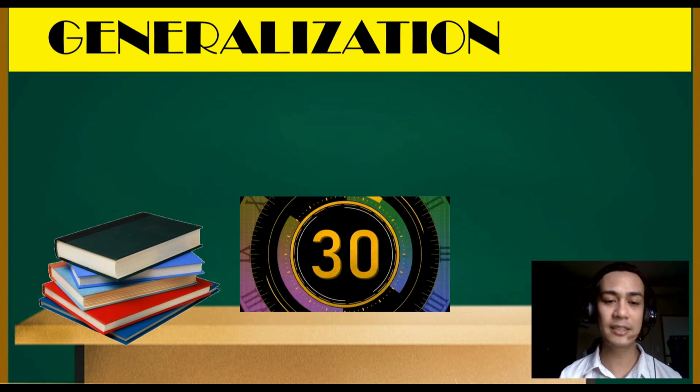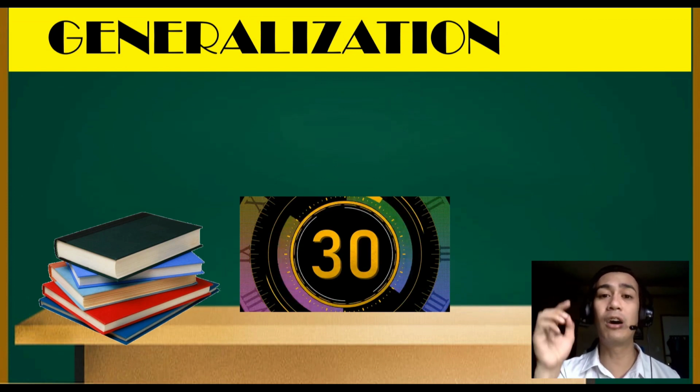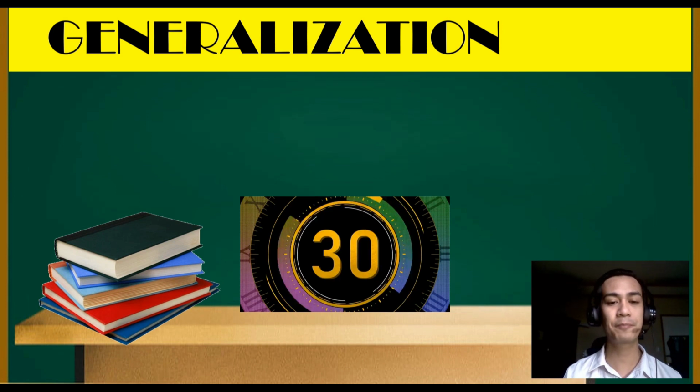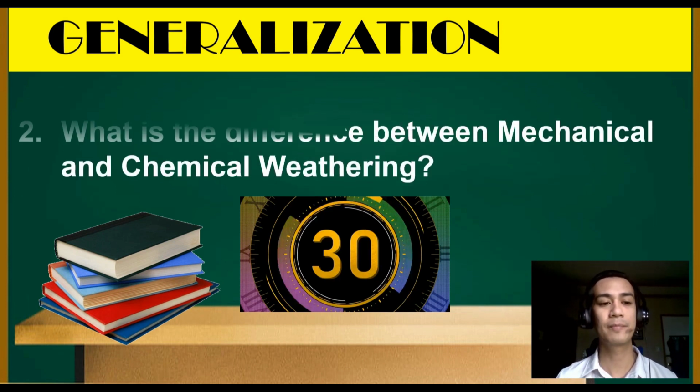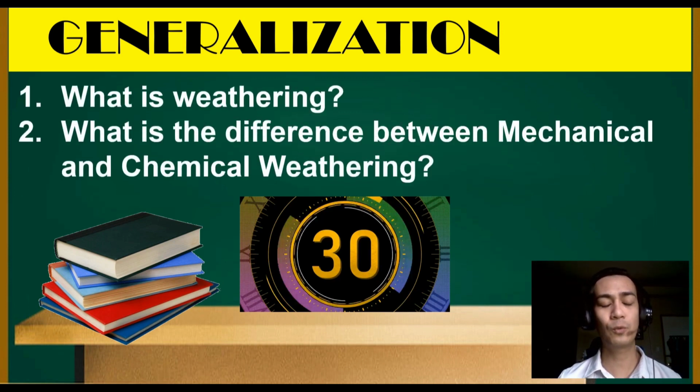And for the generalization, I'll be giving you at least 30 seconds to think of it. You can recite it on your end, and then we'll see if we have the same answer, or at least a similar thought. Okay? For the first question, what is weathering? The second one, what is the difference between mechanical and chemical weathering? Only the basic details that you have learned from this lesson. So let's check. I'll give you 30 seconds.